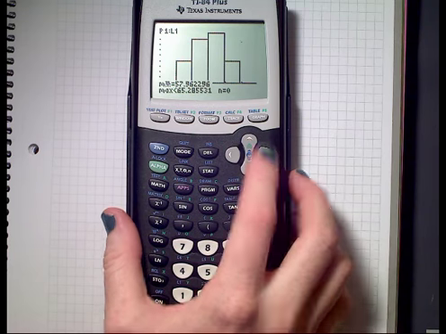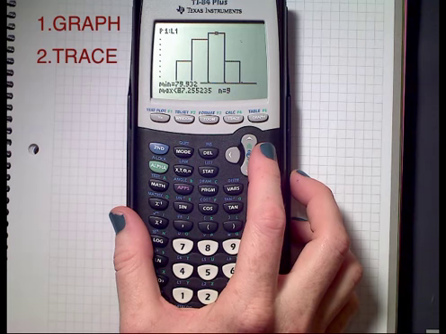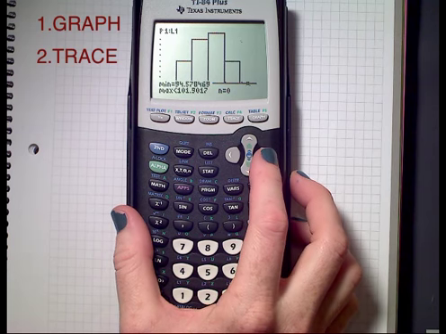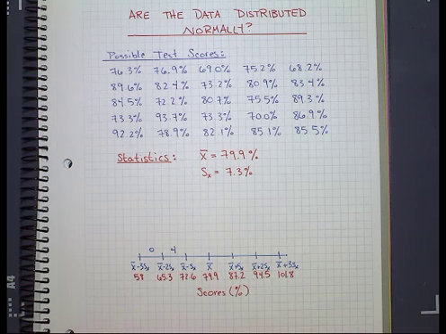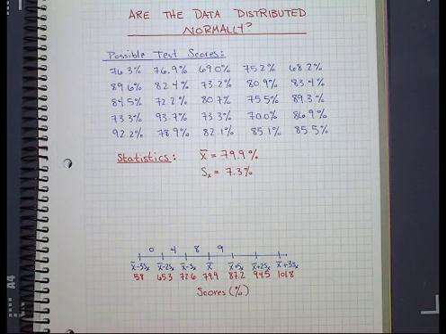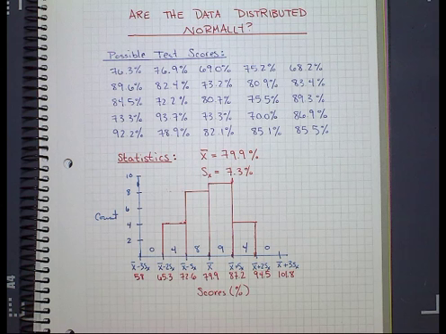Alright, so now we're going to trace our bars, and we see that the first bar had 0 values, and then we see what the rest are. And then we're going to write this down on our piece of paper. The reason we're going to do this is we need to draw out the histogram, and then we're going to check the 68-95-99.7 rule, which has to do with how many data points lie within 1 standard deviation, 2 standard deviations, and 3 standard deviations.